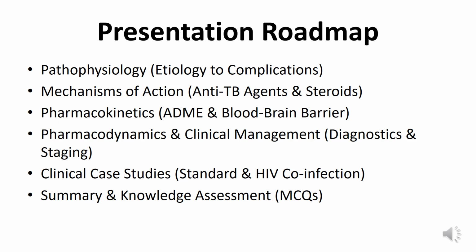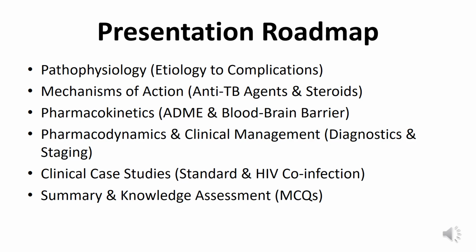Next, we'll move into mechanisms of action. Here, we'll explore the major anti-tuberculosis medications used in treatment. Each drug has a unique target within the bacterial cell. Some interfere with cell wall synthesis. Others inhibit nucleic acid production or disrupt critical metabolic pathways. We'll also discuss corticosteroid therapy, particularly dexamethasone. You'll see how reducing inflammation can be just as important as eliminating the infection itself.